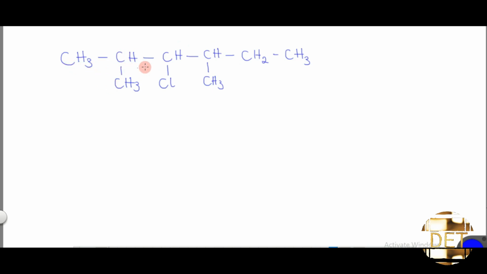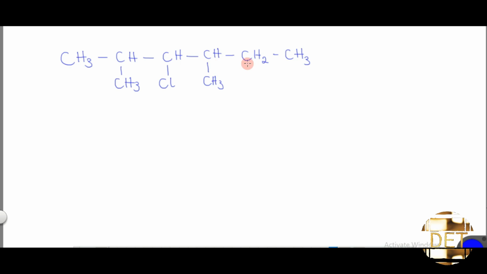What is the IUPAC nomenclature of this compound? The first thing you want to do is identify the longest continuous carbon chain. That's the first rule. So what is the longest continuous carbon chain here? Obviously, it is 1, 2, 3, 4, 5, 6. So this is the longest continuous carbon chain.